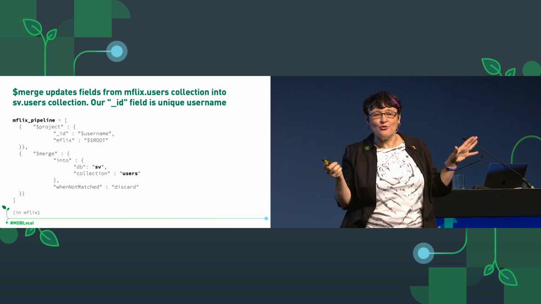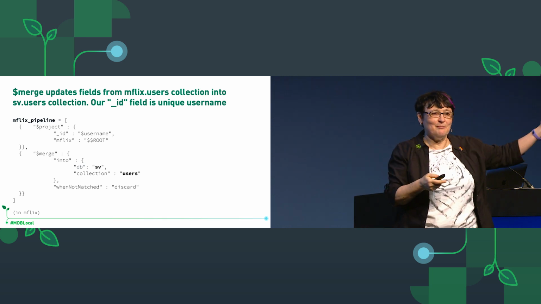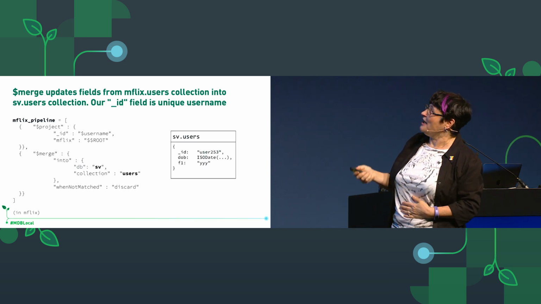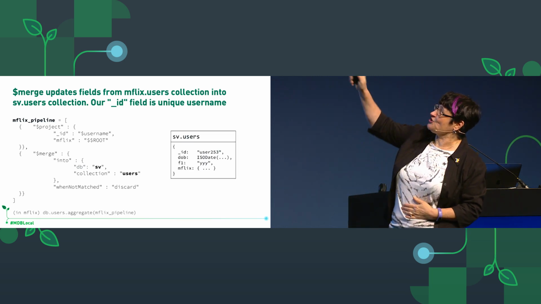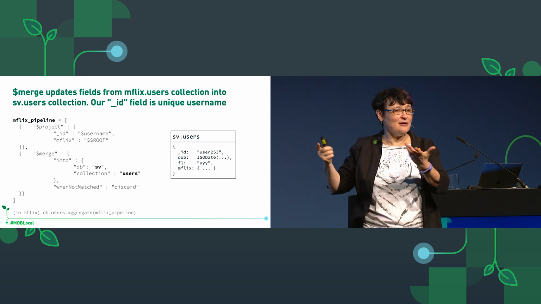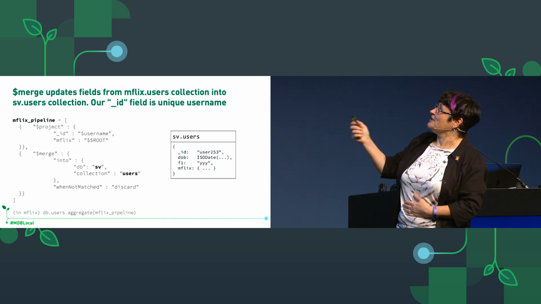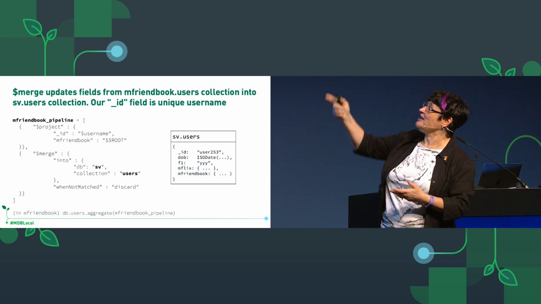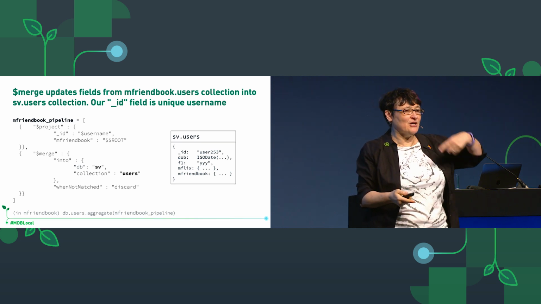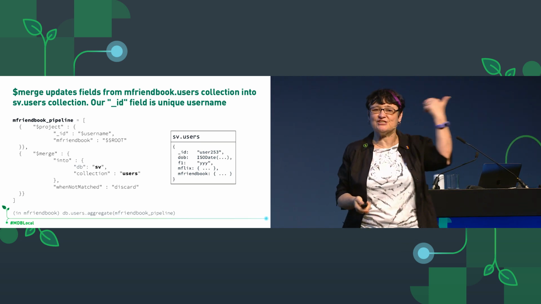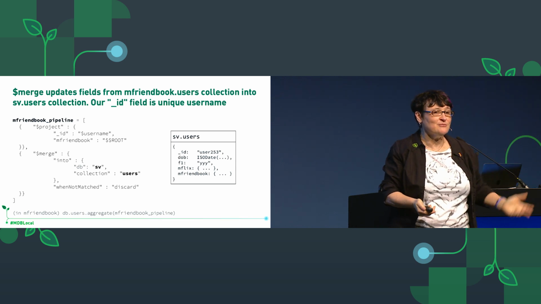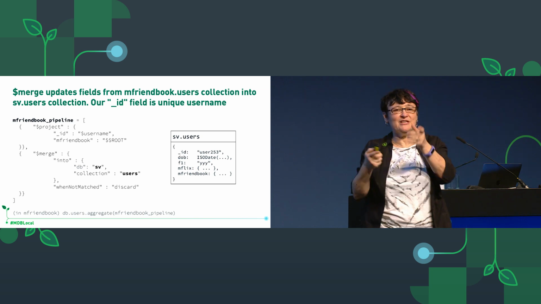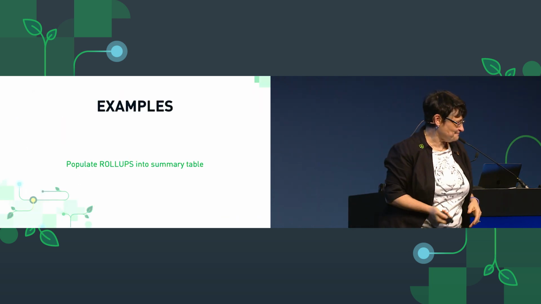When not matched, discard. So I'm saying I don't want to create a record just because I found something about them somewhere else. I only want to do this for the users that I've already created. And by default, it's just going to add that field in there like an update would. And then exactly the same thing for mfriendbook. And when I run that, it's going to add another field. So every time I run this, it's going to update it with the latest whatever that I have from some other system. Of course, I could have more intricate logic, checking, do I already have an update based on that date, et cetera, et cetera.